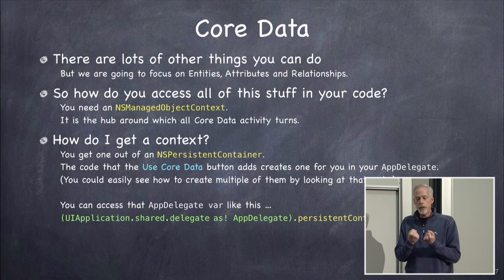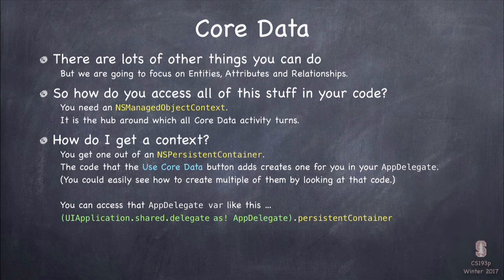So how do I get one of these NSManagedObjectContexts? And the answer is you need a persistent container. Woohoo! And you know where to get one of those. You just click Use Core Data, and it's going to appear in your app delegate. You're going to get that lazy var. It's called persistentContainer, and that is going to be an NSPersistentContainer. And from that, you can get the context.